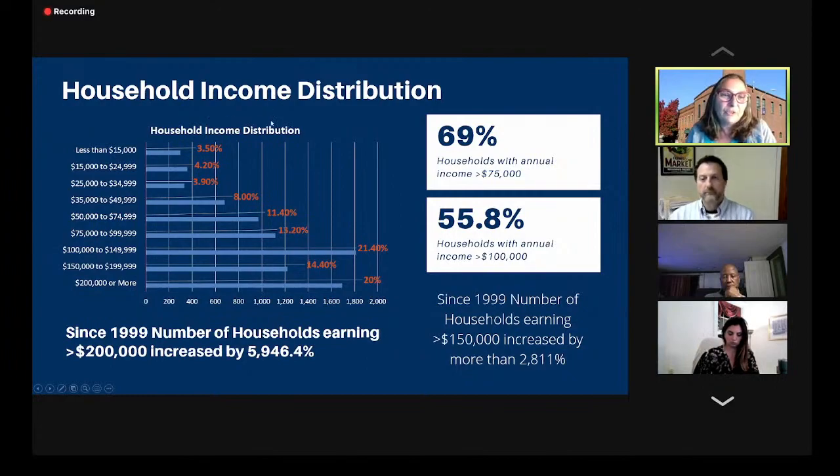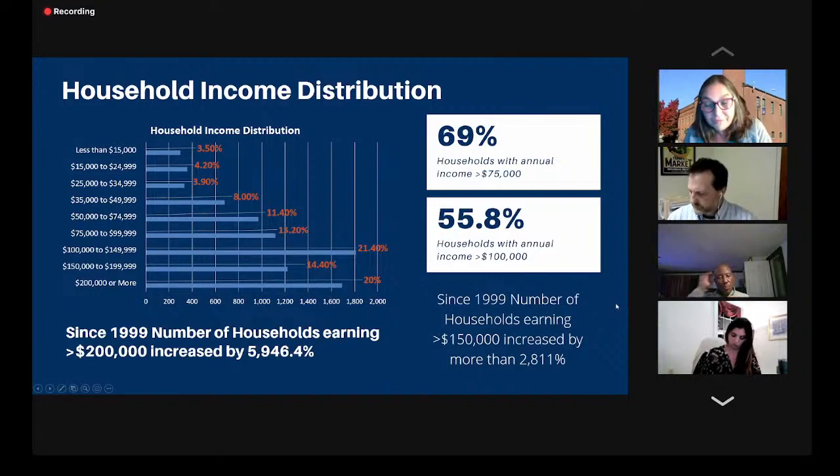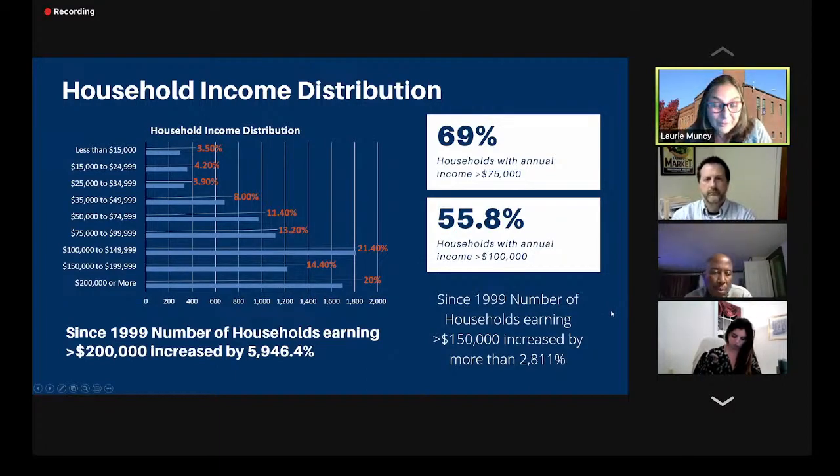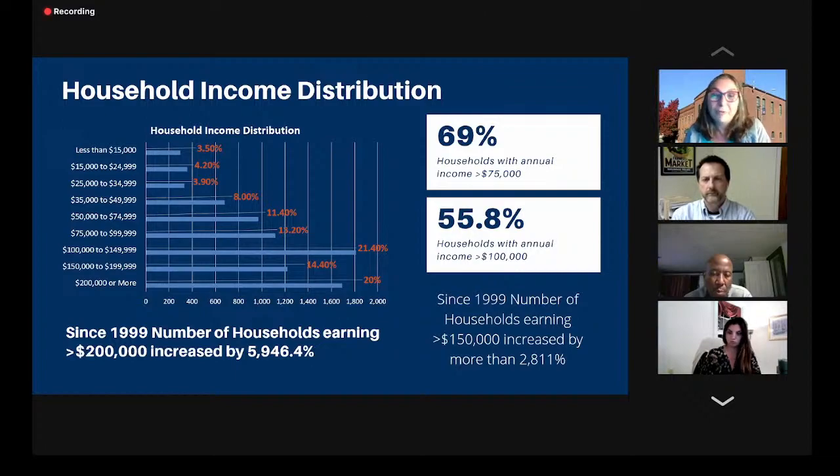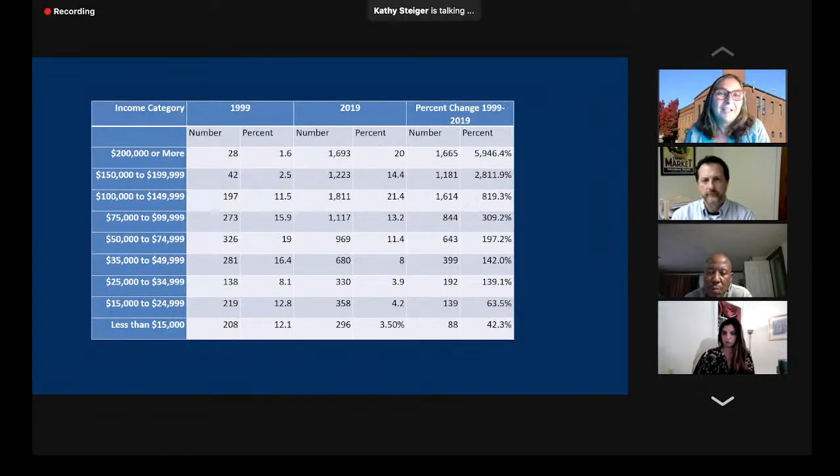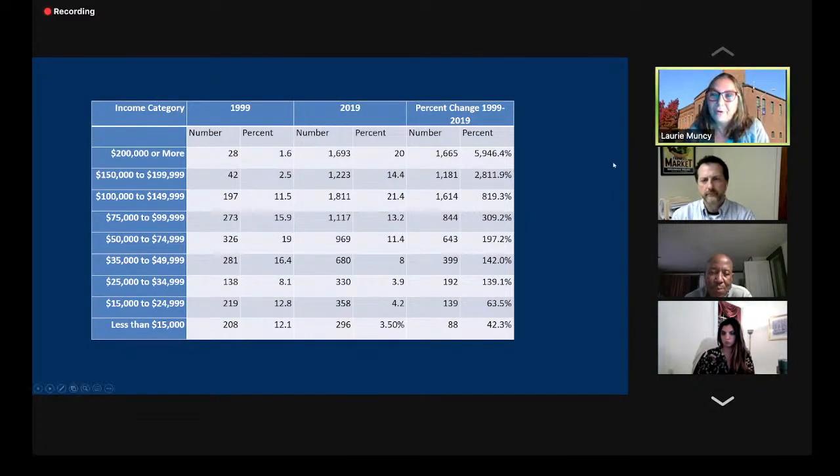The household income distribution, I broke it down in this chart so you can see exactly where the numbers fall. It's incredible that since 1999, the number of households earning greater than $200,000 has increased by 5,000%. And the number of households earning greater than $150,000 has increased by more than 2,000%. And over 55% of the households in Easton earn an income of greater than $100,000. And 69% have an annual income of less than $75,000. And this is a chart just to break it out for you even further.